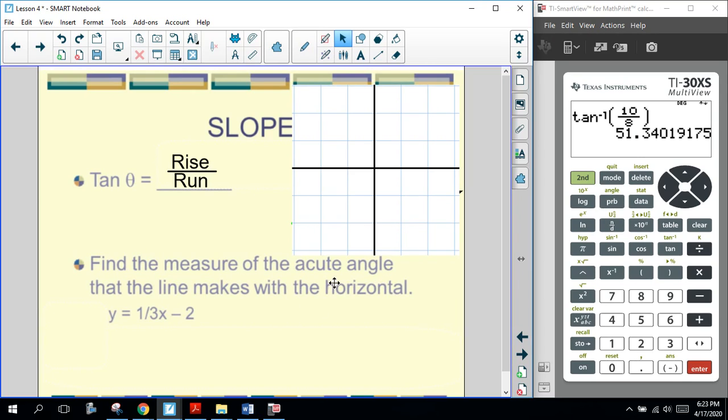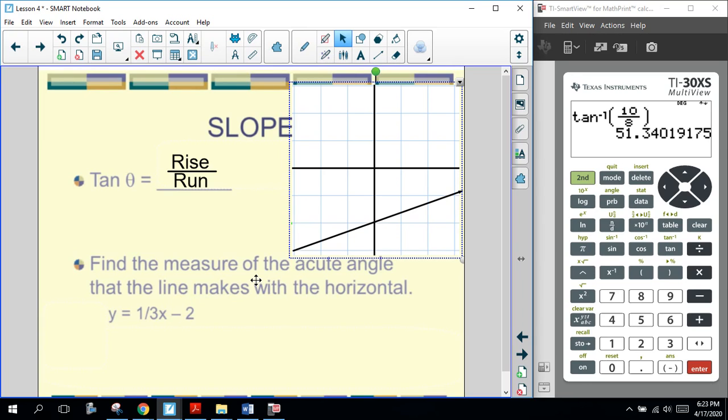So find the measure of the acute angle that the line makes with the horizontal. So here's my line, y equals 1/3 x minus 2, very familiar slope-intercept form. And as I would go to graph this, I would simply go to -2 on my coordinate plane, and then I'd rise 1 and run 3. So there's the graph.